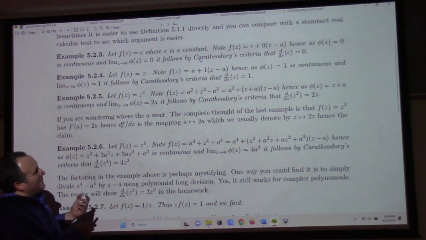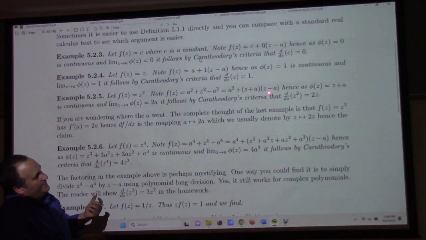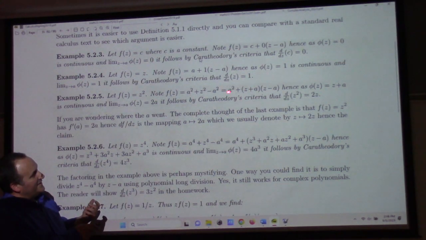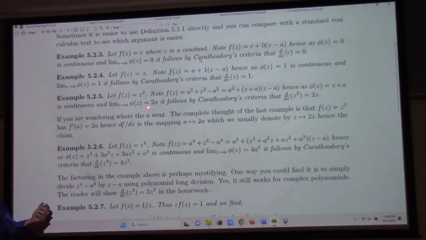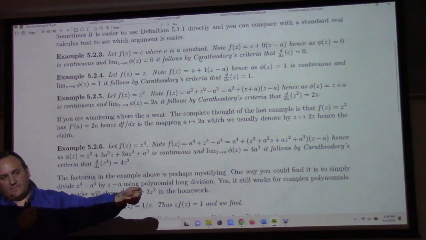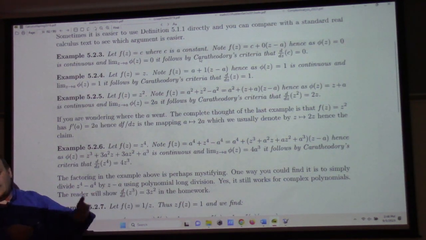Because I add and subtract a squared, and then I'm like, oh, difference of squares, hooray! And then look, I've got f of a something, and then z minus a. That means this something has got to be my Caratheodory function. Phi of z is z plus a by this identity, and then the limit as z goes to a is 2a. So a maps to 2a is the derivative, which means that the derivative of z squared is 2z, switching the a to z.